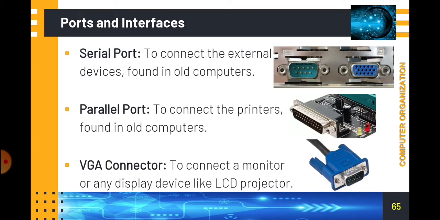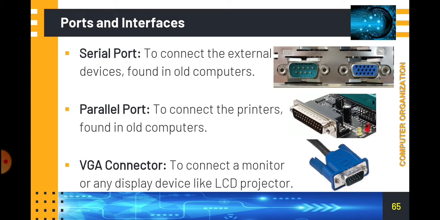There are several different kinds of ports. Now you can see each and every port one by one. Serial port, to connect an external device, found in old computers. So serial ports are used to connect external devices. External devices means the device is not included in the computer; we can connect it afterwards. That is known as an external device.